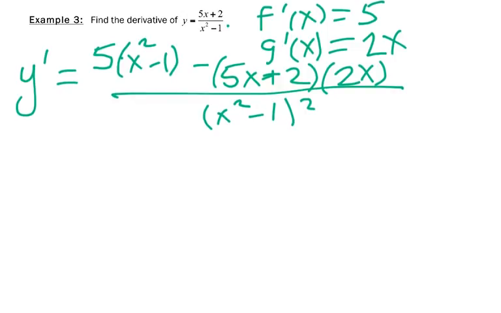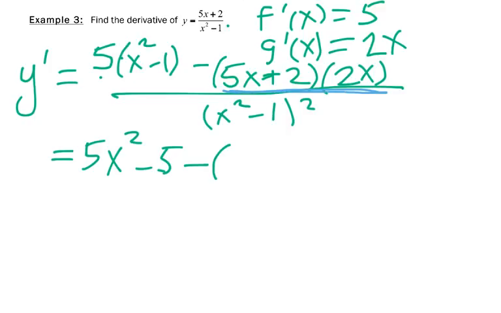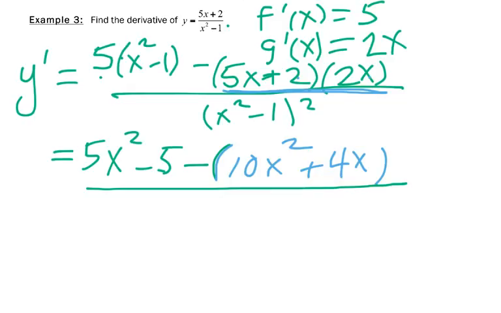Alright, so now we just have to multiply out and simplify. So 5 times x squared minus 1 is just 5x squared minus 5. And then we are going to subtract, and we're going to do the multiplication of these two. So I'm putting all of this in parentheses. So 5x times 2x is 10x squared. 2 times 2x is plus 4x. Okay. Remember, we want to make sure we're not sloppy about our parentheses. That's why I put that in. Okay. x squared minus 1 squared.